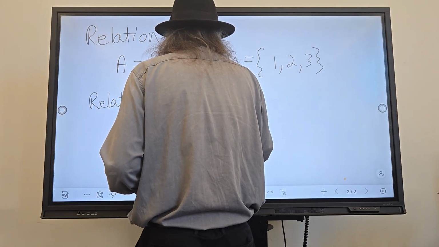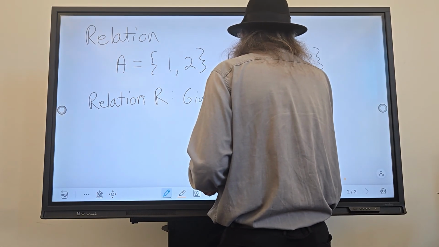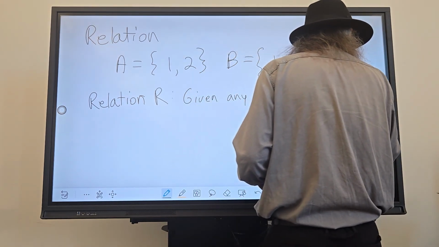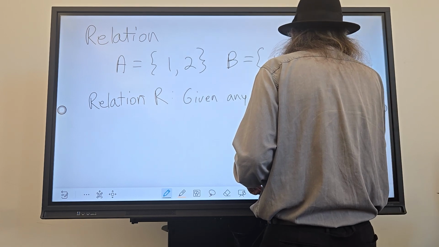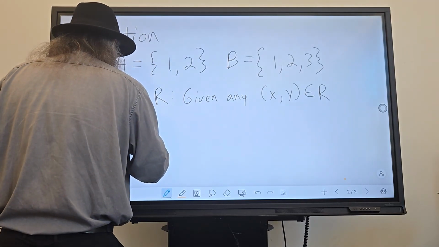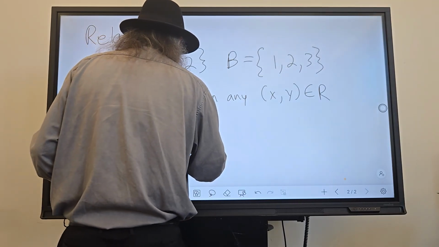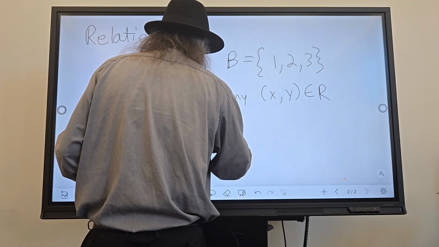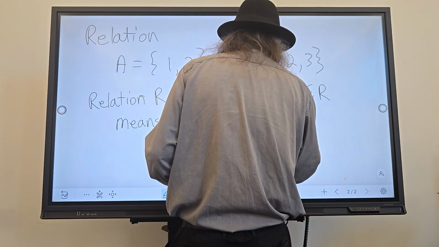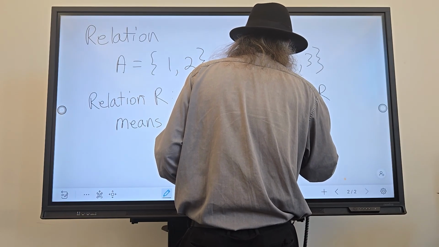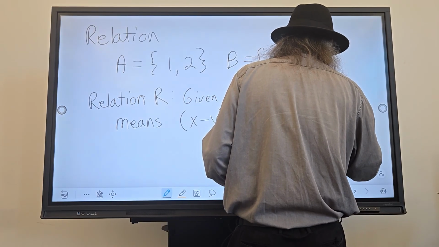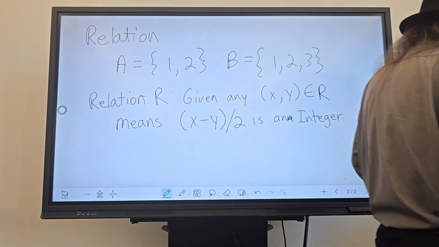Given any (x, y) being an element of R means (x − y)/2 is an integer. Okay.